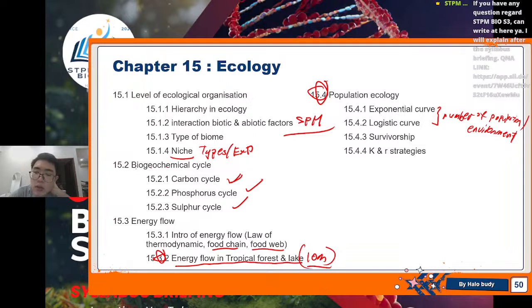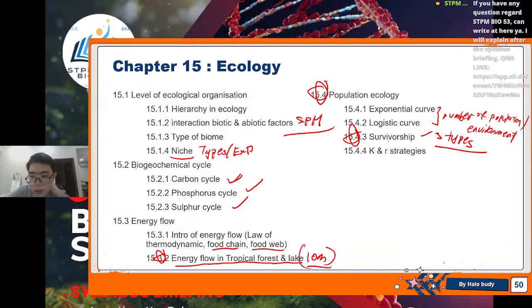Then survivorship: different types of organisms face different types of survivorship. Humans have one type of survivorship, and a turtle has a different type, and another species has another different type. There are a total of three types of survivorship you have to learn, and the naming is very easy: type 1, type 2, and type 3. Survivorship has already come out many times in examinations, in structure questions and even essay questions.